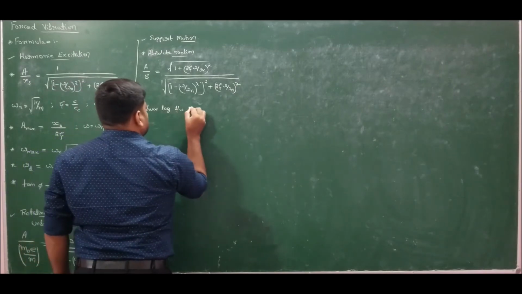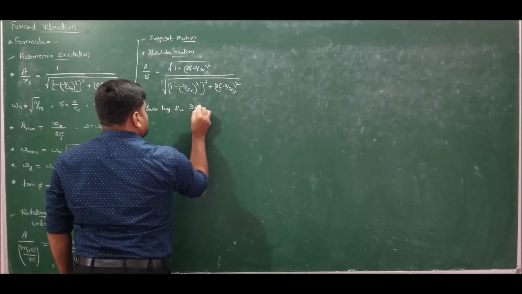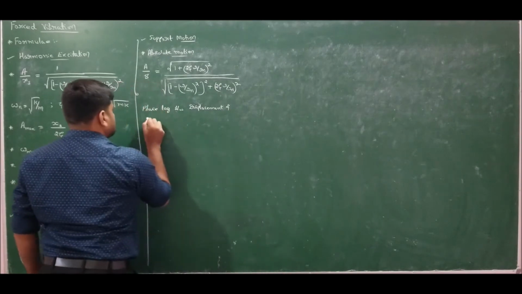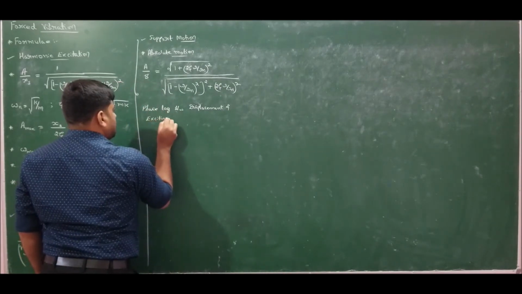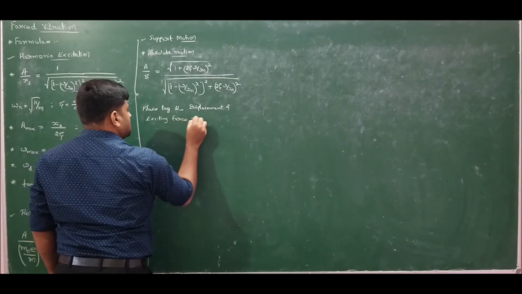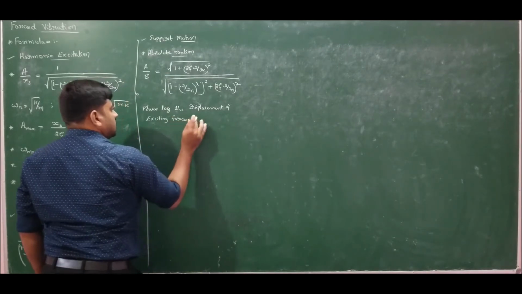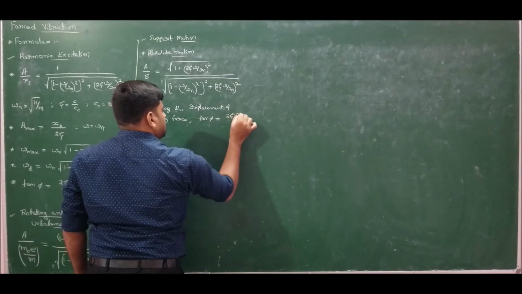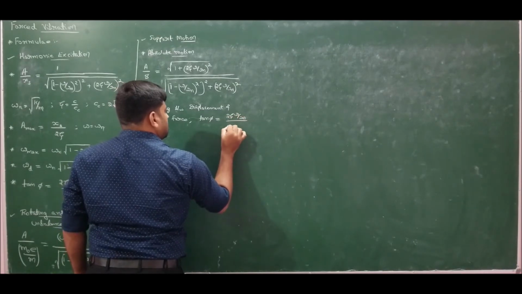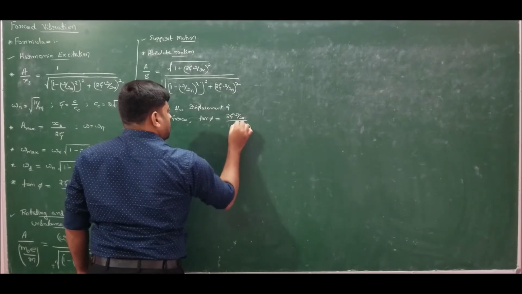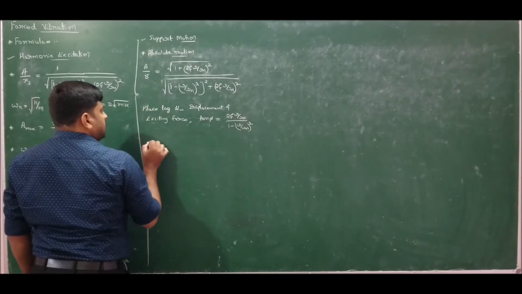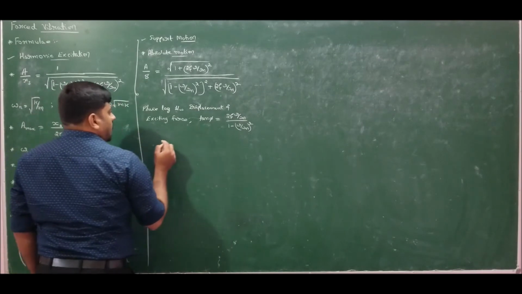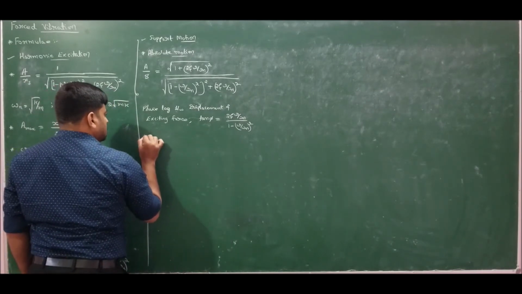The phase lag between the displacement of the vibrating body and the exciting force is phi, that is tan phi, which is equal to 2 zeta omega by omega n divided by 1 minus omega by omega n whole square, whereas the phase lag between the vibrating body and the support is given by tan alpha. Correct?